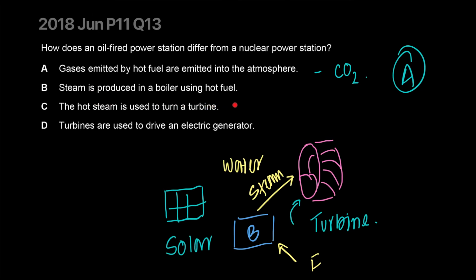Have you seen those huge chimneys for nuclear power stations, the big ones? They're just throwing out steam. It's not pollution, and it's not even radioactive, right? Okay, steam is produced in the boiler, that's true for both. Hot steam is used to turn the turbine. We just talked about that. Turbines are used to drive, that's true. So it's a steam turbine, right? So the correct answer is, again, A.